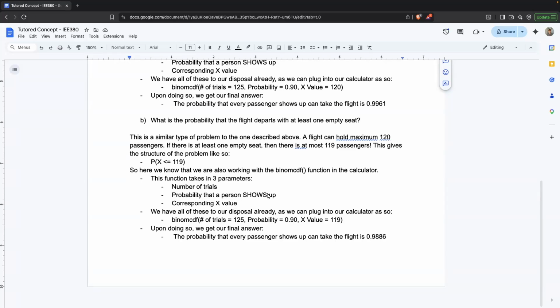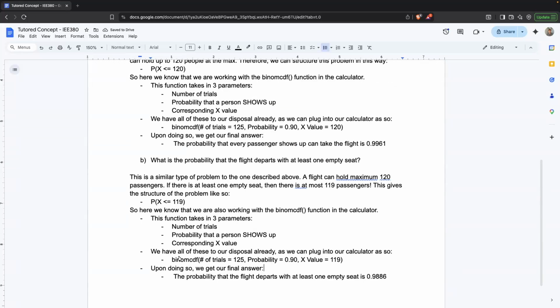And so we can plug these components into our binomial CDF function. The number of trials is the same, 125. The probability is the same for a passenger showing up, 0.90, and our x value or upper bound is simply 119. Upon plugging this into our calculator, we get our final answer: the probability that the flight departs with at least one empty seat is 0.9886, or just above 98%.